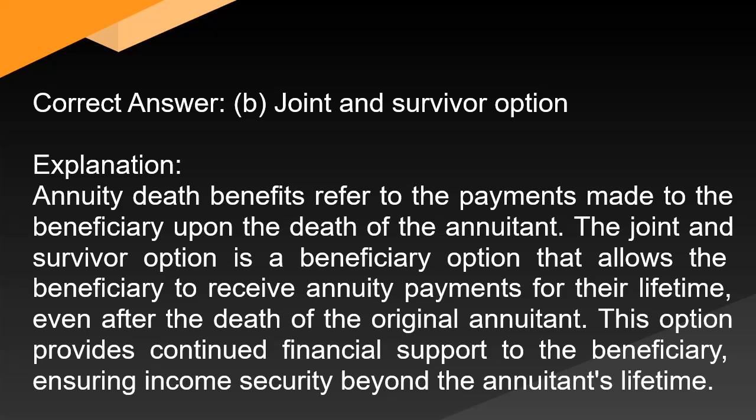Explanation. Annuity death benefits refer to the payments made to the beneficiary upon the death of the annuitant. The joint and survivor option is a beneficiary option that allows the beneficiary to receive annuity payments for their lifetime, even after the death of the original annuitant. This option provides continued financial support to the beneficiary, ensuring income security beyond the annuitant's lifetime.